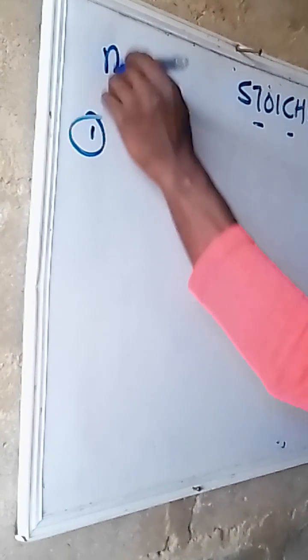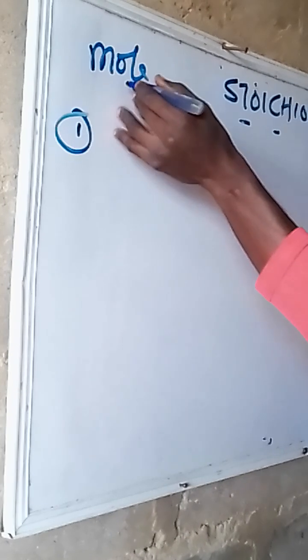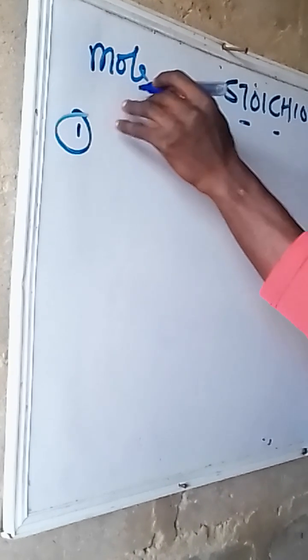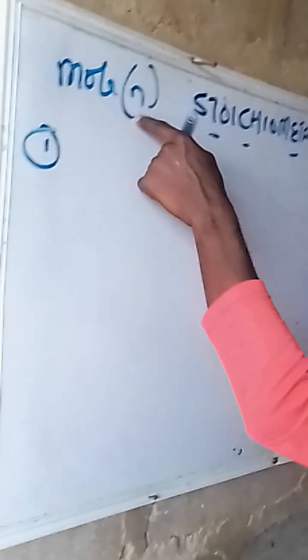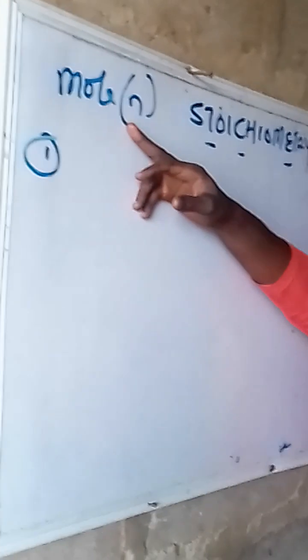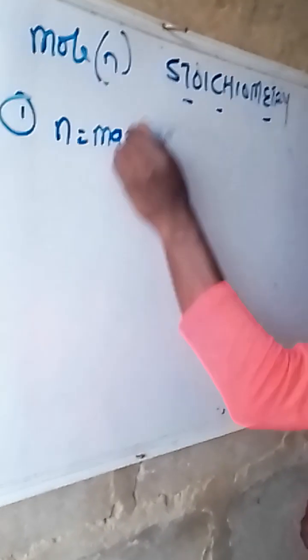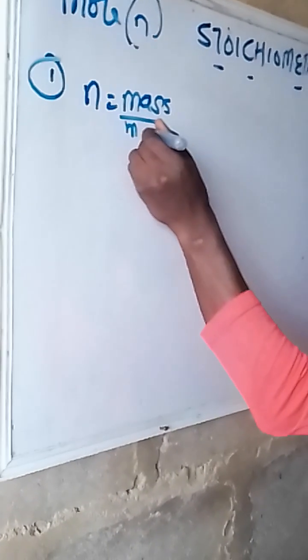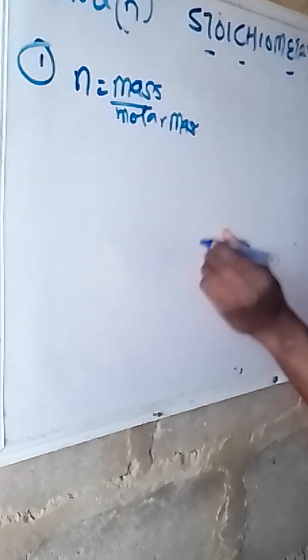Note that we have mole, isn't it? And what are we using to denote mole? To denote mole, we use small n. Small n in chemistry. When you see small n in chemistry, it means mole. Are we together? Now, to solve mole, we have n equals mass over molar mass. Are we into this? That's one.